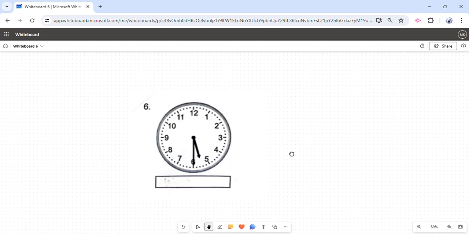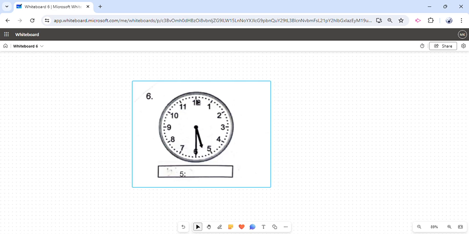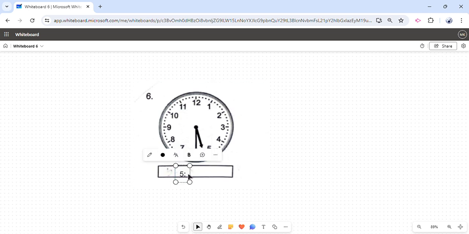For the sixth clock, we have the hour hand right after 5 and before 6. So the hour is 5. And for the minutes, you have to count by 5s again, starting at 12. 5, 10, 15, 20, 25, 30. So the time is 5:30.